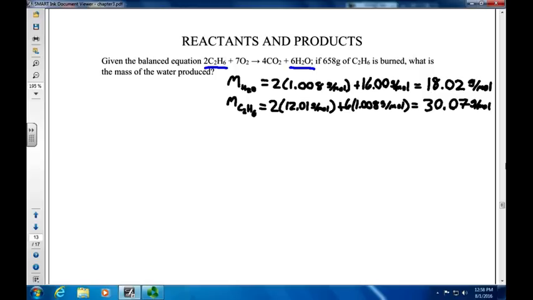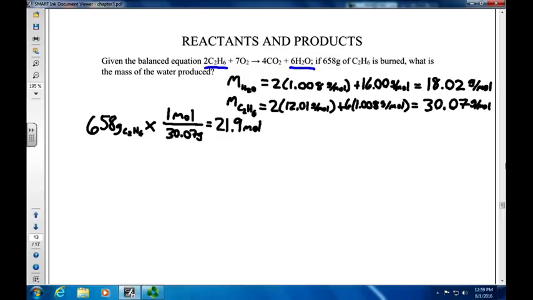It's very simple. Start off with what you're given. We're given the mass, so 658 grams C2H6 times 1 mole over 30.07 grams will get us the number of moles of C2H6. So that gets us 21.9 moles of ethane.